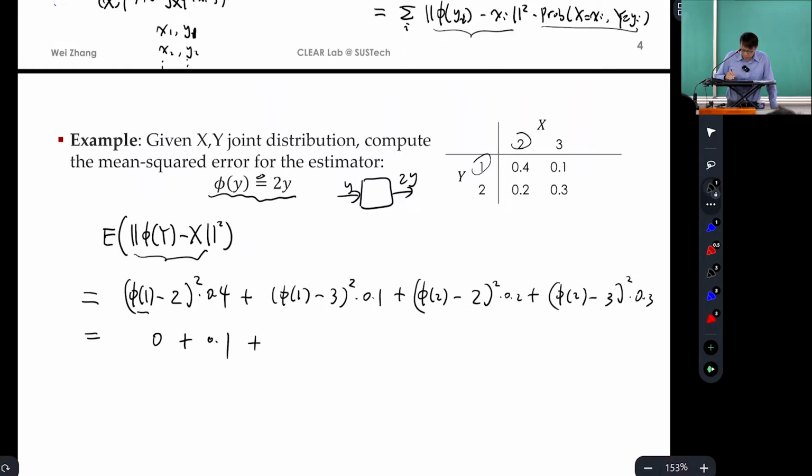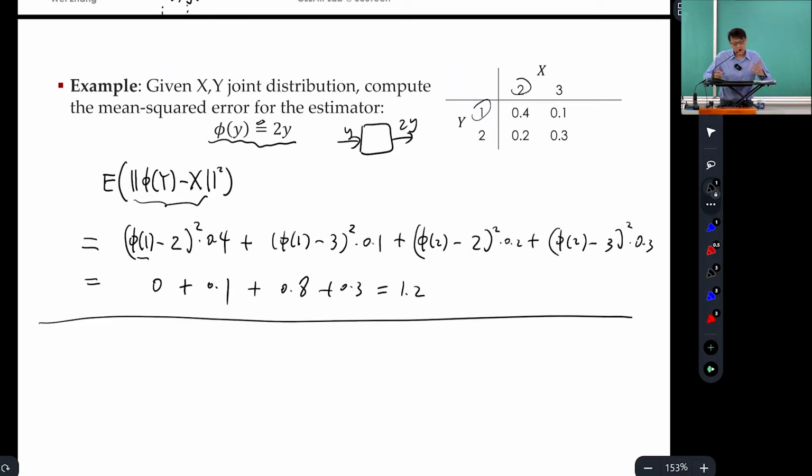Yes, right? This guy is 0.8. 0.2 minus times 4, right? This guy is 0.3. Overall, I have 1.2. That's the mean squared error. Is this good? I don't know. Compared to what others?